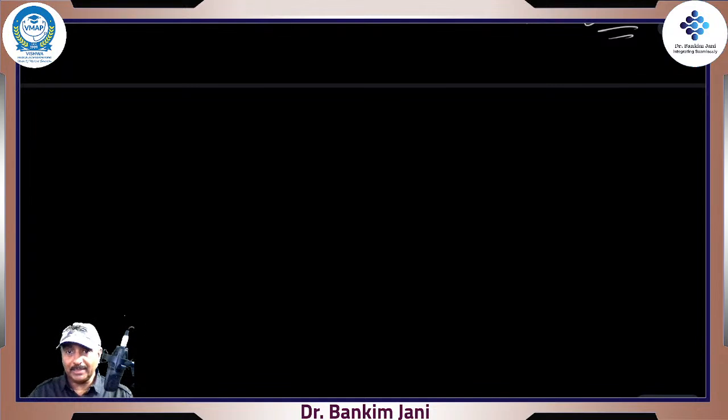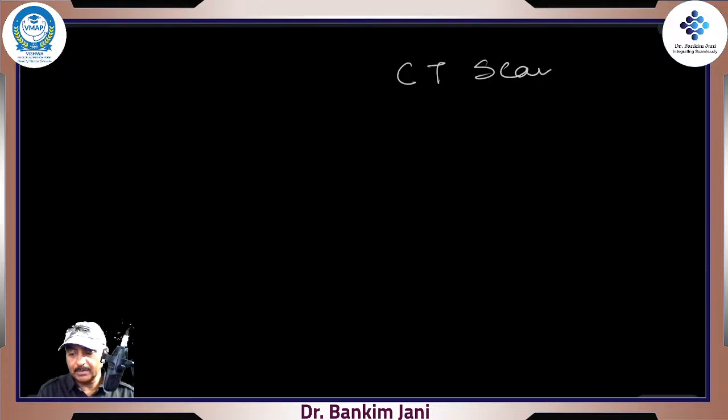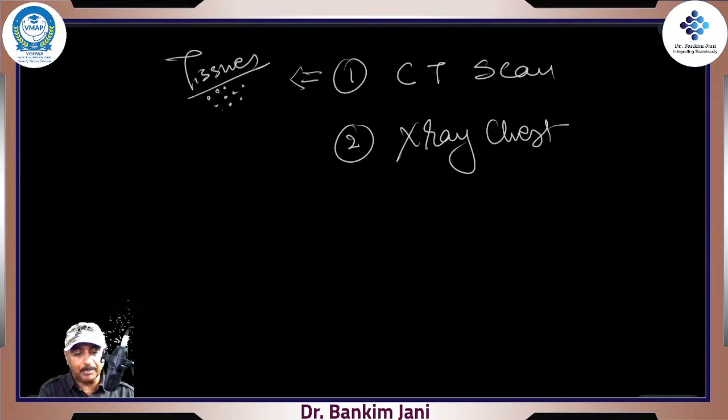Now, can we really see it? Yes, we can see it very specifically. We can see it on a CT scan, and we can see it on a simple plain X-ray chest. Before we proceed, on a CT scan, where we can see the tissues, we will see the air in the form of small bubbles. We'll see that image.